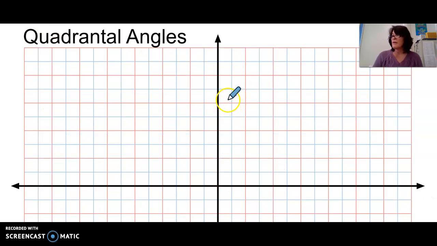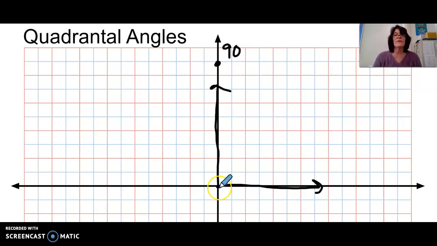Quadrantal angles we talked about last time, the 0, the 90-degree angle, okay? So what we're going to do, I'm going to draw those for you. If I have a 90-degree angle, okay, remember we can pick any point we want on here.